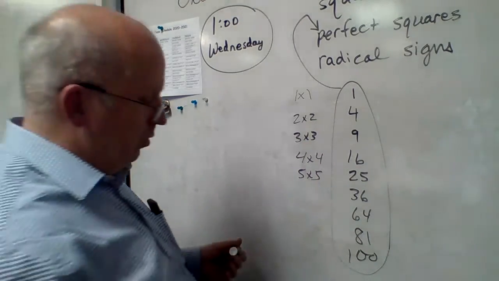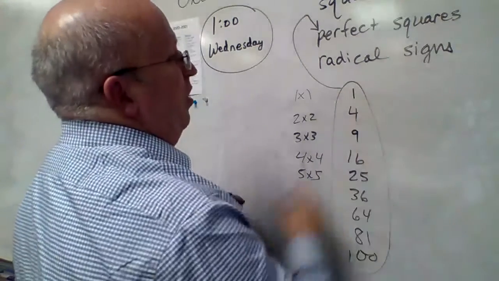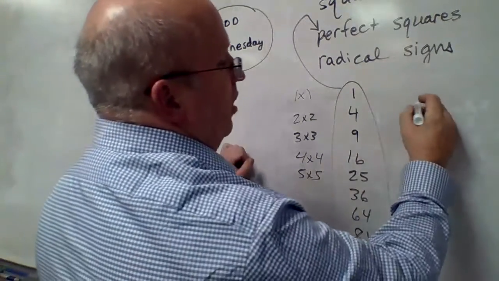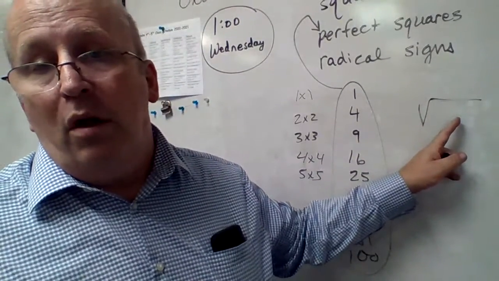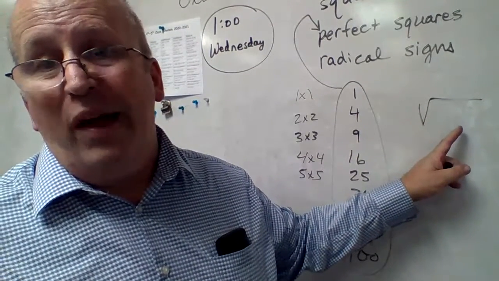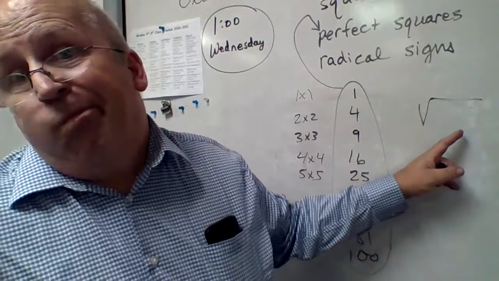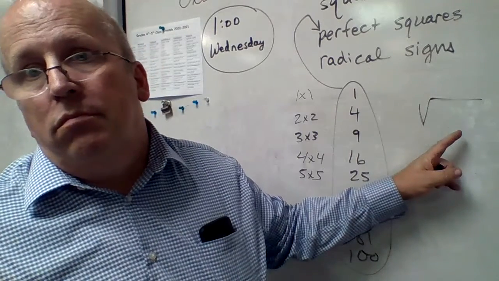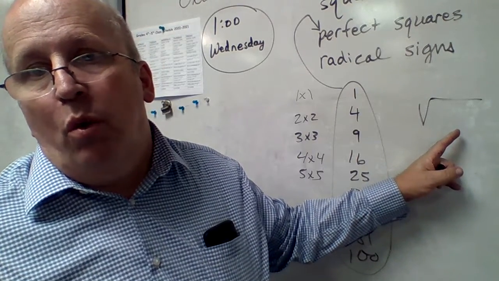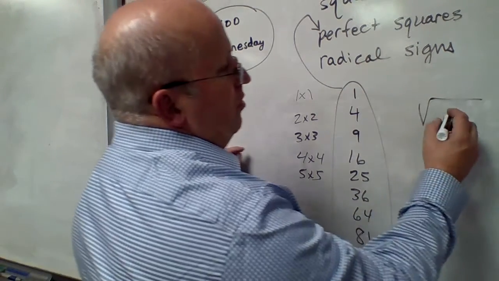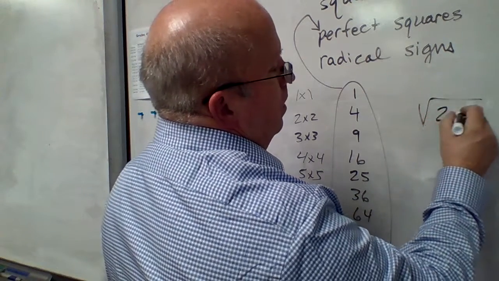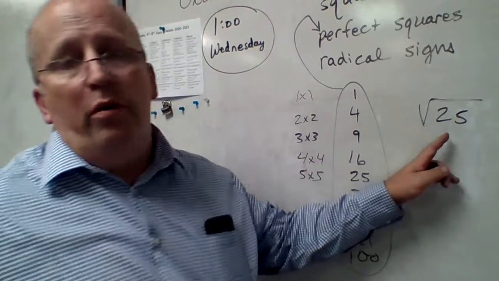Okay, what in the world do we mean by radical signs? Radical sign? It's just a fancy word for the square root symbol. We call this the square root symbol, or we call it the radical sign. Radical sign, square root symbol, same thing. Same thing. So somebody could look at this and they could say, oh, what's the square root of 25?